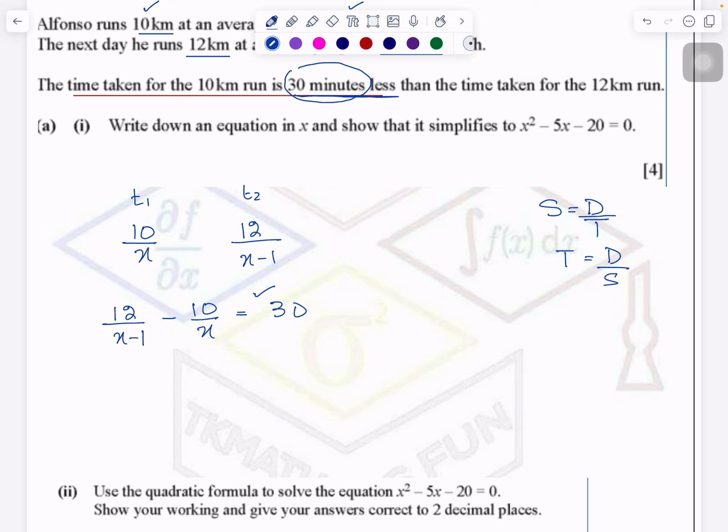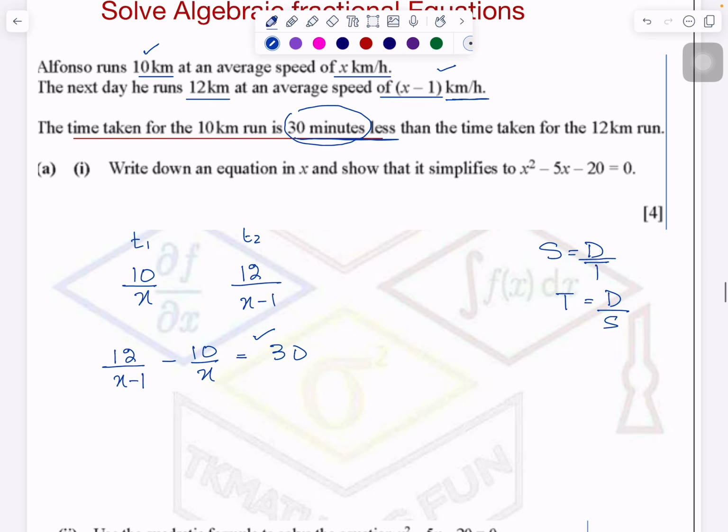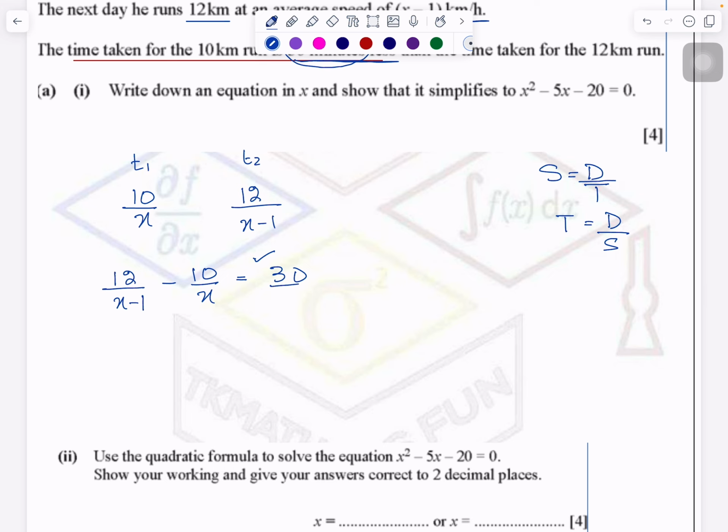So will I write here 30? I will not write 30. Why? Why it is wrong? What is the reason? Yes, it is not given in hour. It is given in minutes, whereas the speed we have given in the question is kilometer per hour. So I will change this minute into hour by dividing it by 60. Now the equation is perfect.